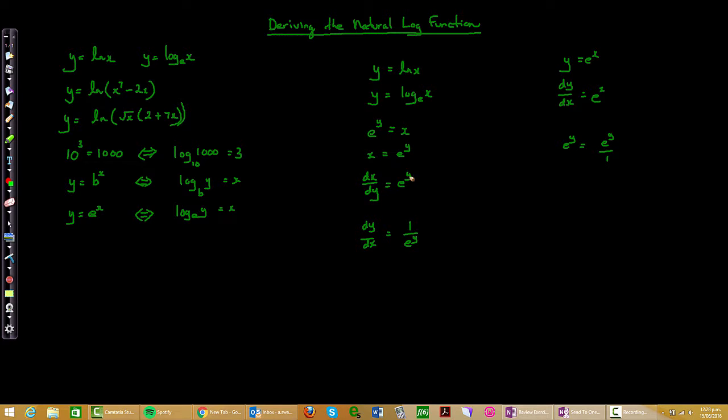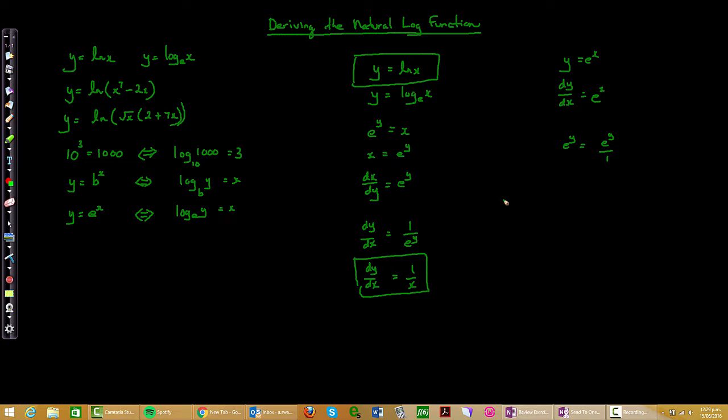But we know that e to the power of y is equal to x. We've got that here, so we can substitute that. So we get dy over dx is equal to 1 over x. Okay, so what have we ended up with here? We started with what we're trying to derive, and I want to get dy over dx. And after getting dy over dx, this is our answer here.